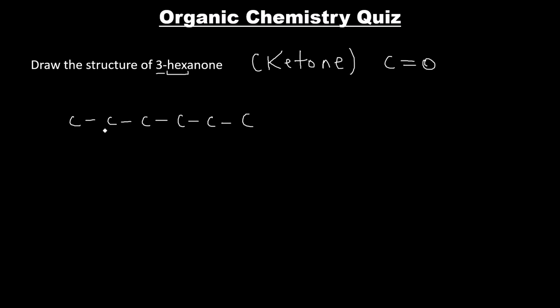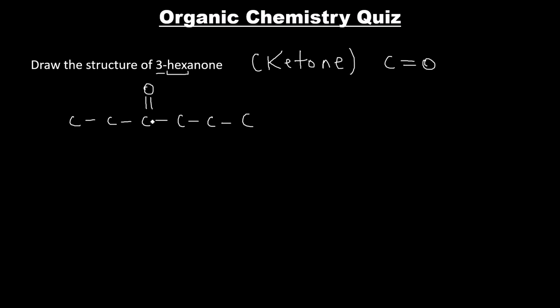Good. So count them and see. These are 6 carbons. Now we have the carbonyl group, which is carbon double bonded to oxygen on the third carbon. So let's count from here. 1, 2, 3. We can count from the left or from the right. It doesn't change anything. 1, 2, 3. So we have to add carbon double bonded to oxygen over here.